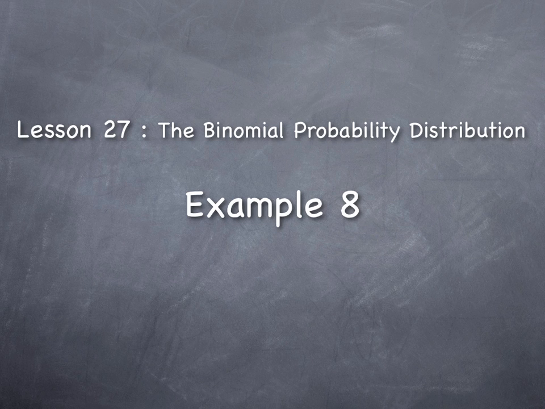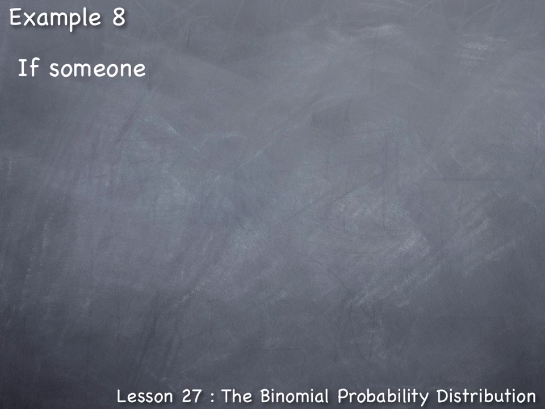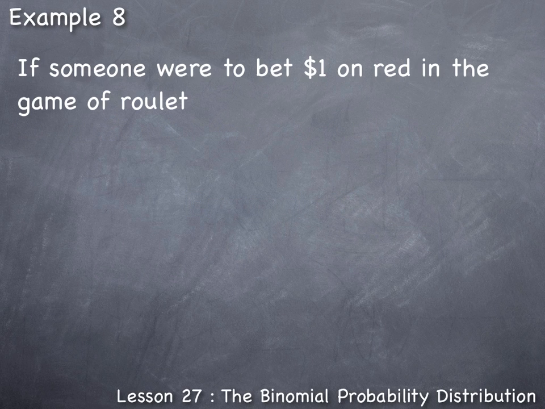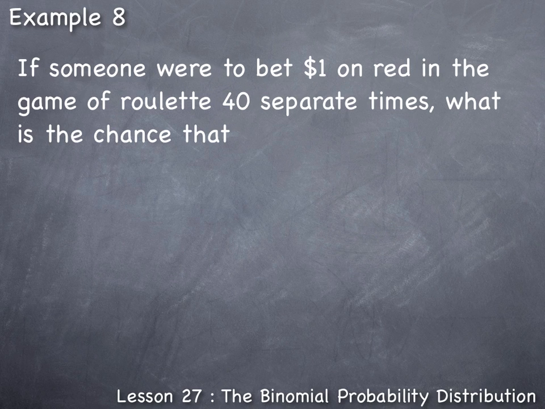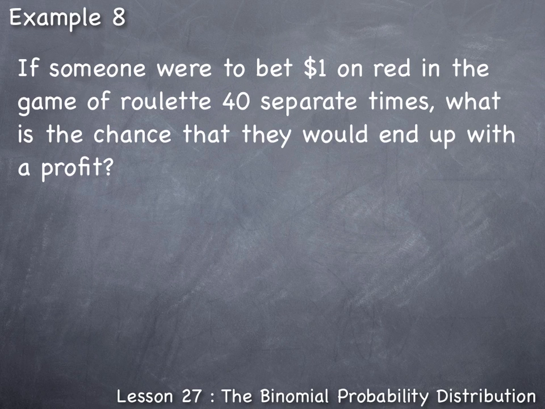Lesson 27, the binomial probability distribution. Example 8. If someone were to bet $1 on red in the game of roulette 40 separate times, what is the chance that they would end up with a profit?